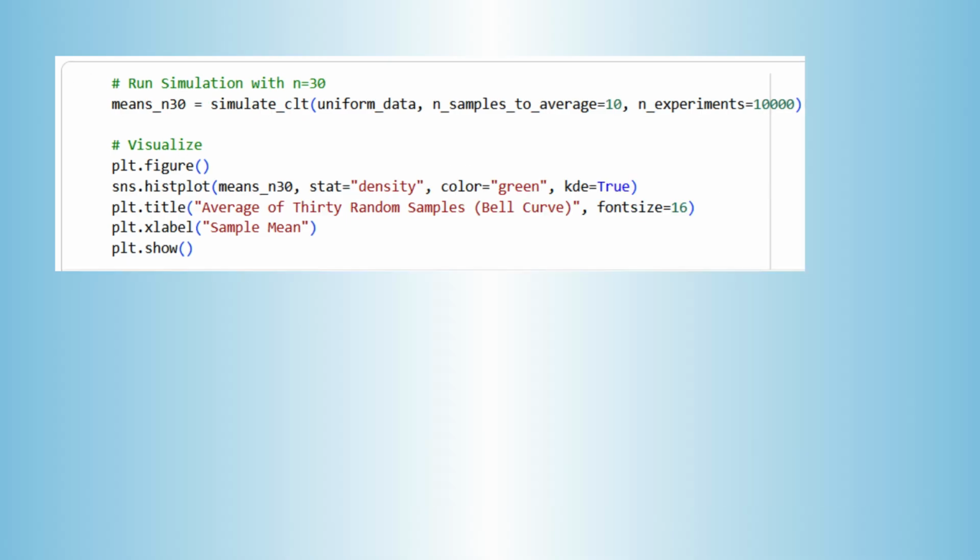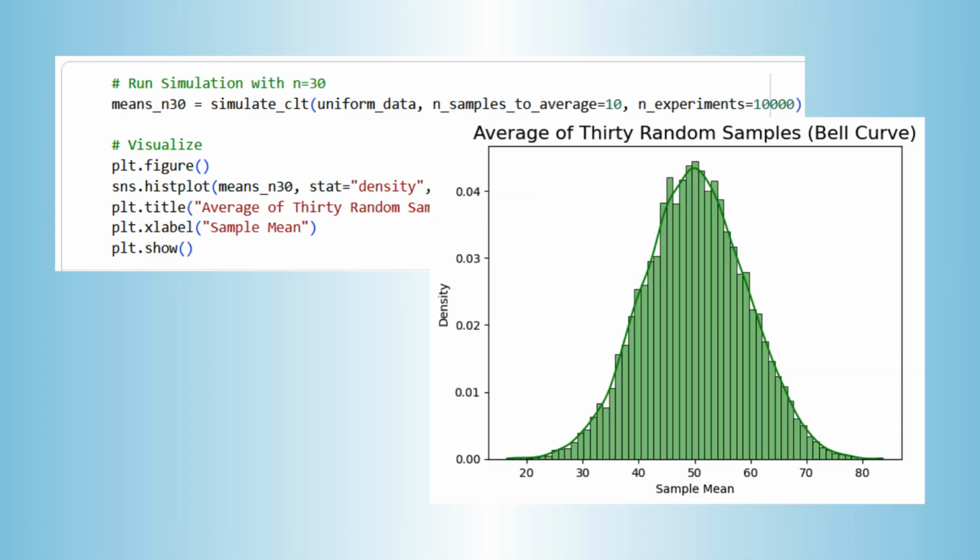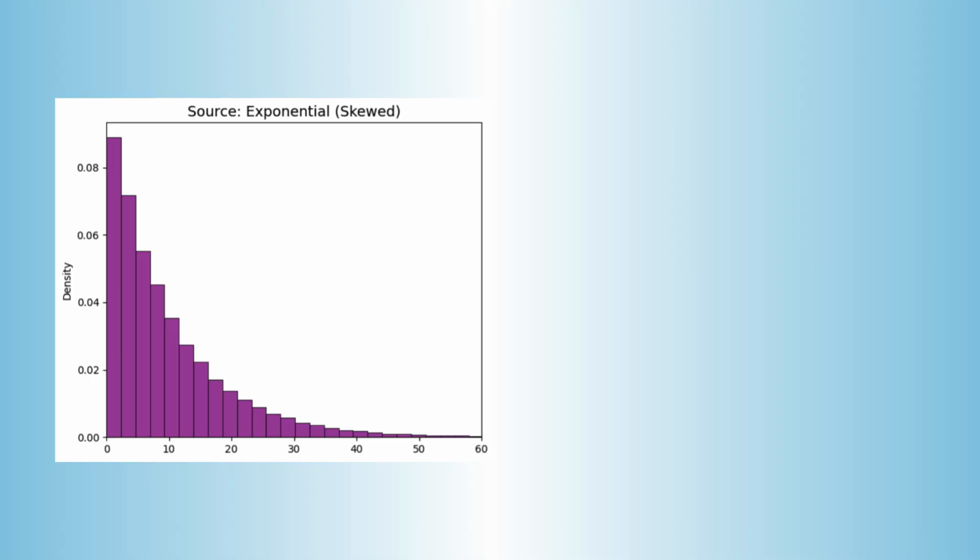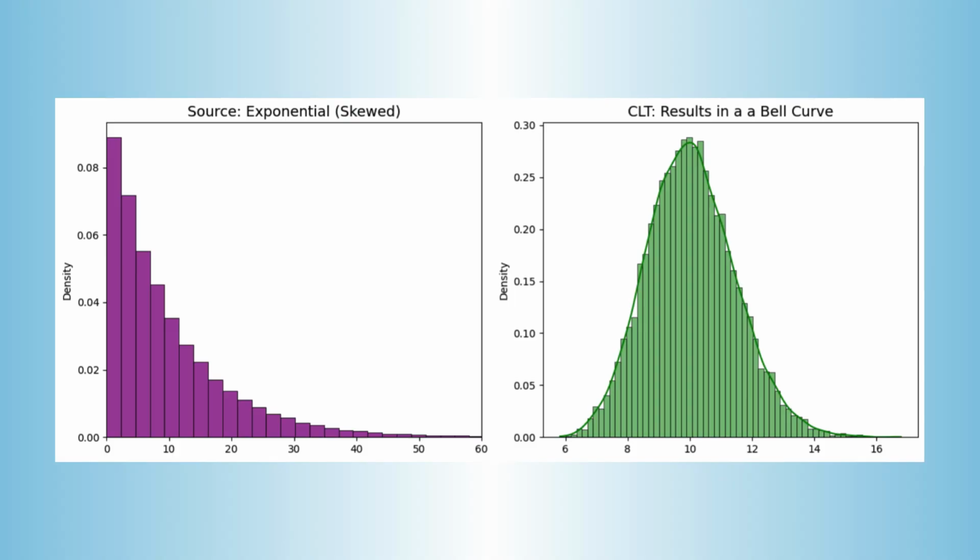For the next iteration, we take about 30 random samples and average them 10,000 times. Plotting this data will result in a bell curve. We can also try this on data that follows an exponential distribution. The result of the Central Limit Theorem would still follow the normal distribution.